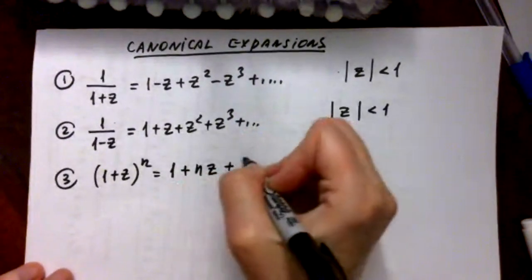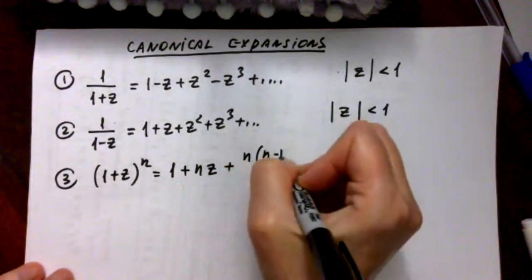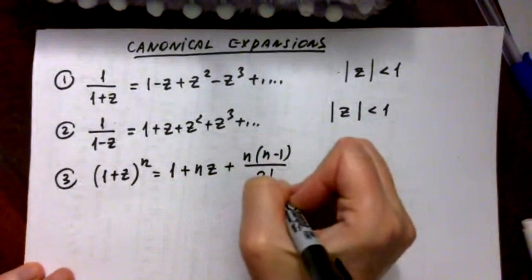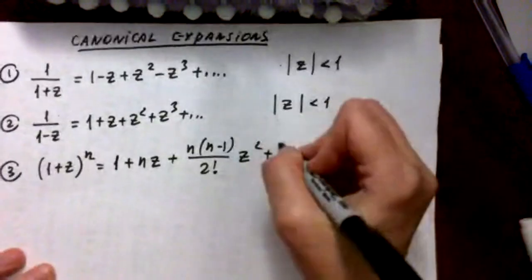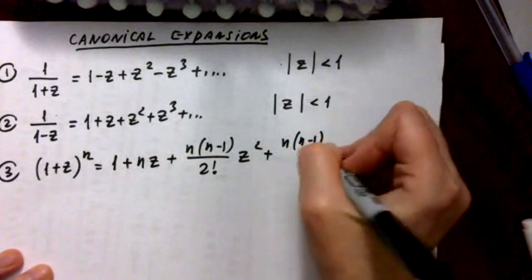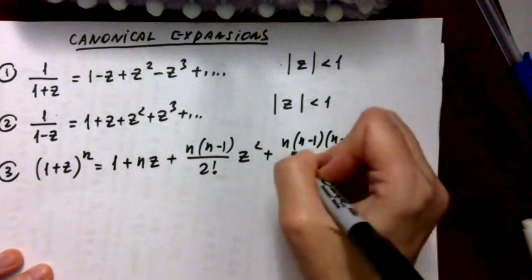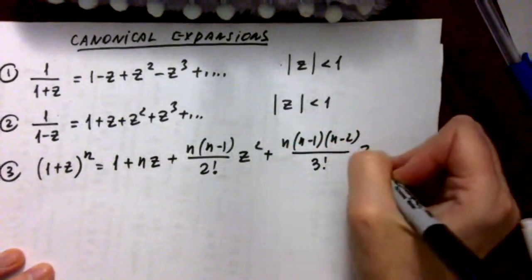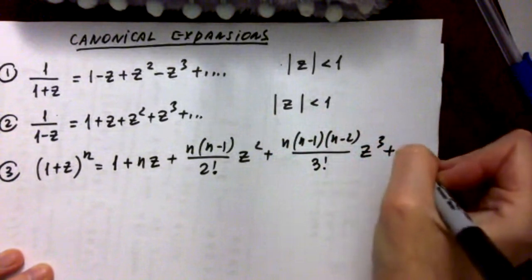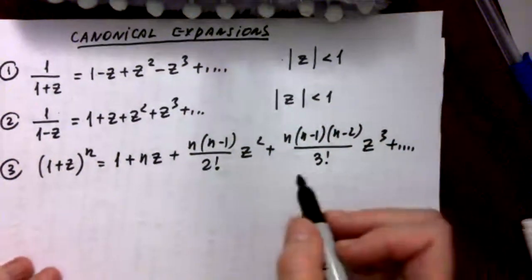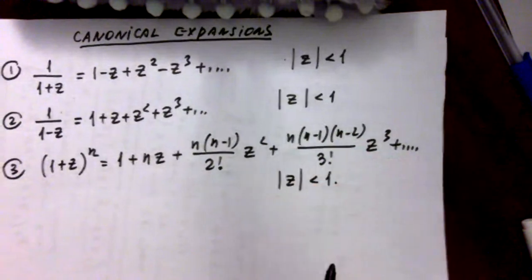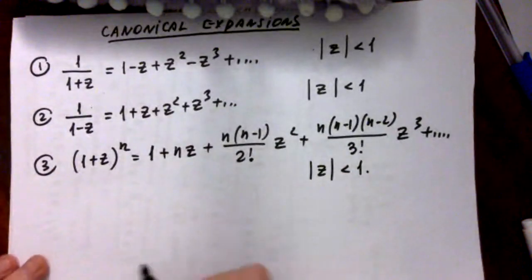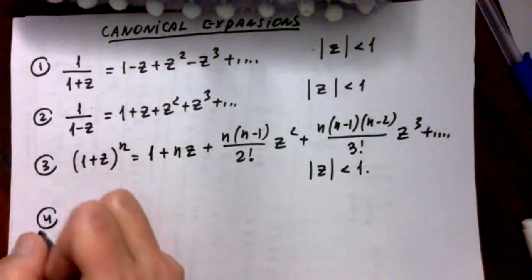1 plus nz plus n times (n minus 1) divided by 2 factorial z squared plus n times (n minus 1) times (n minus 2) divided by 3 factorial z cubed, plus so on and so on and so on. Many terms there. And again, the region of convergence is the same. It has been the same so far. Okay, open the next one.